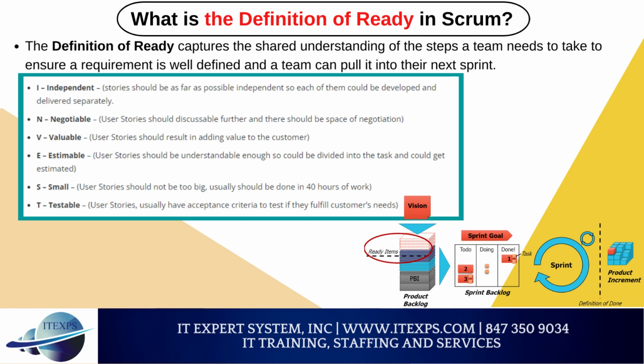I for independent: is the item independent, or have we considered dependencies in our prioritization process? N for negotiable: have we talked about the item? V for valuable: do we have a sense of the value we are creating for our users? E for estimable: can we estimate the effort that goes into delivering this item? S for sized appropriately: does it fit into our sprint, or do we see options of making it smaller?